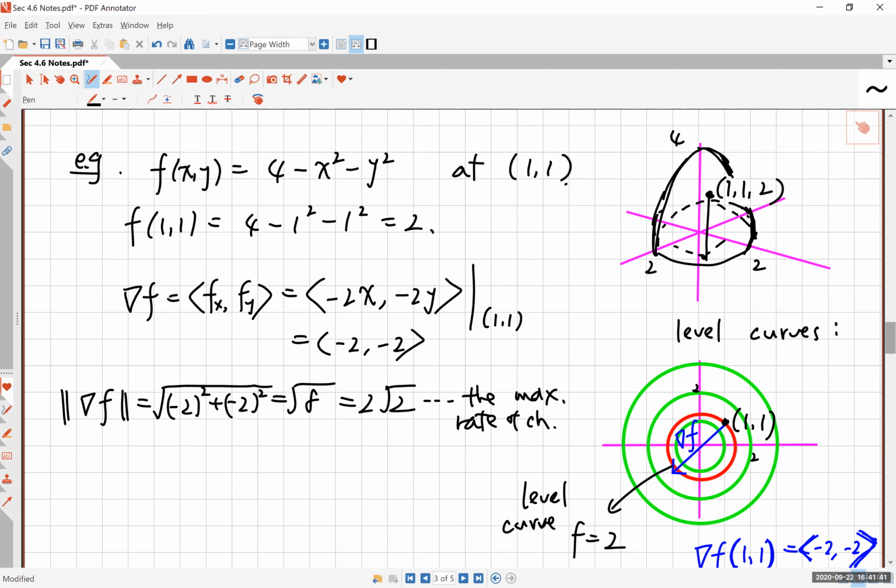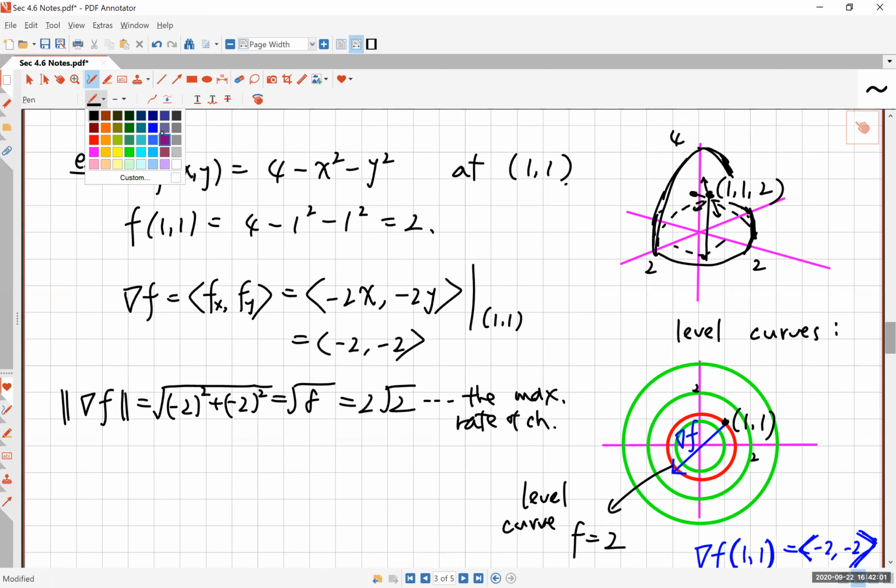Okay. Now, what this is saying is you can start walking in this direction, or climb up your wall this way, or you can go down in this direction. And if you're asking, in which direction should I go in order to maximize my rate of change? The answer is you go toward the origin.